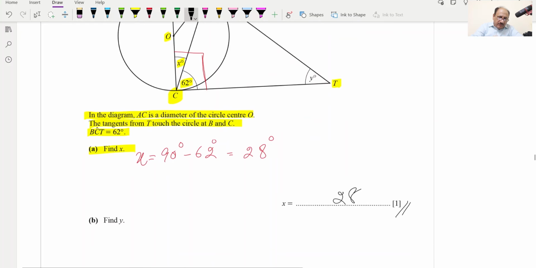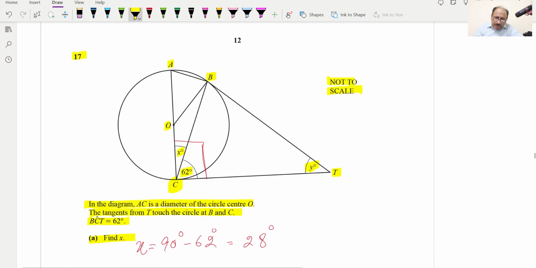Then find y. Angle y is this one. Okay, so now when we got this angle x as 28, this angle will also be 28 because OC and OB are radii of the same circle, so their opposite angles will also be equal. Now this angle, which is CBT, will also be 62 degrees.